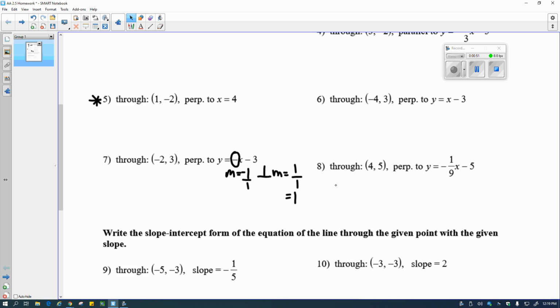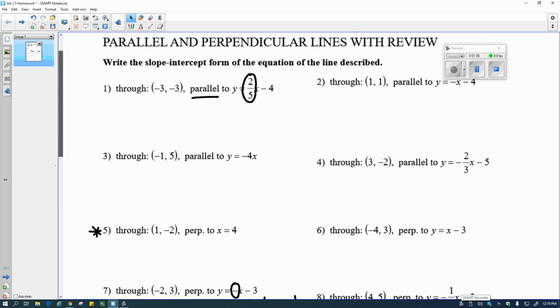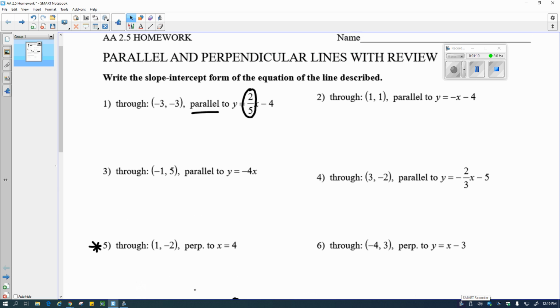So if I go on problem number 8, here's my regular slope. Slope is -1/9. My perpendicular slope would be flip it and change the sign. So if it's negative, it becomes positive. So it'd be 9 over 1. Once you get the slope part going, again, parallel uses the same slope. Perpendicular uses the opposite reciprocal, flip and change the sign.